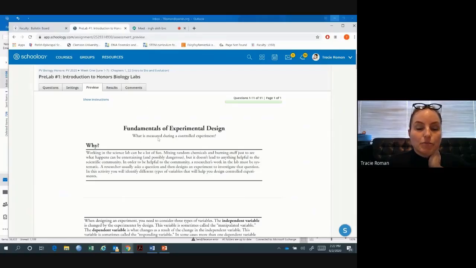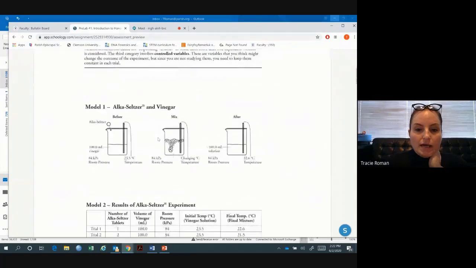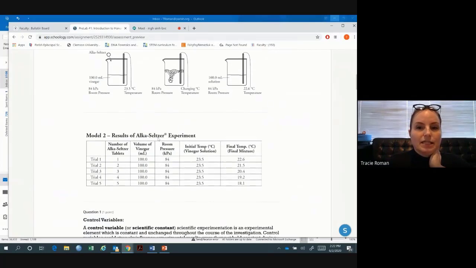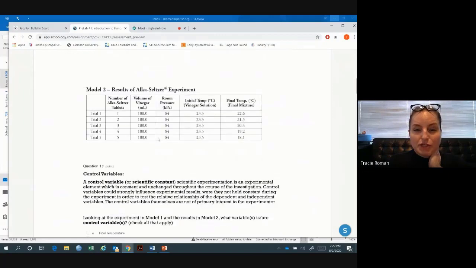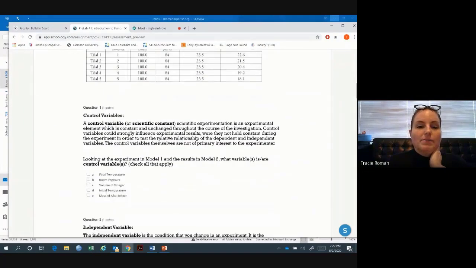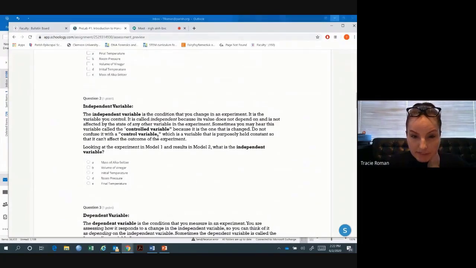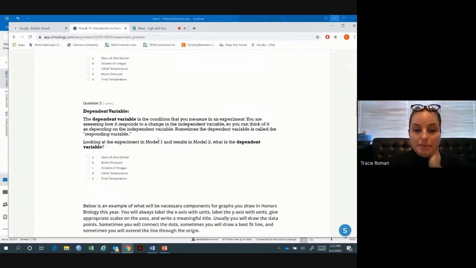All right, so the pre-lab gives an experiment. It's very similar to the one that you're going to do. And it's a reminder, a review of the terminology. What is a control variable? What is an independent variable? What is a dependent variable?